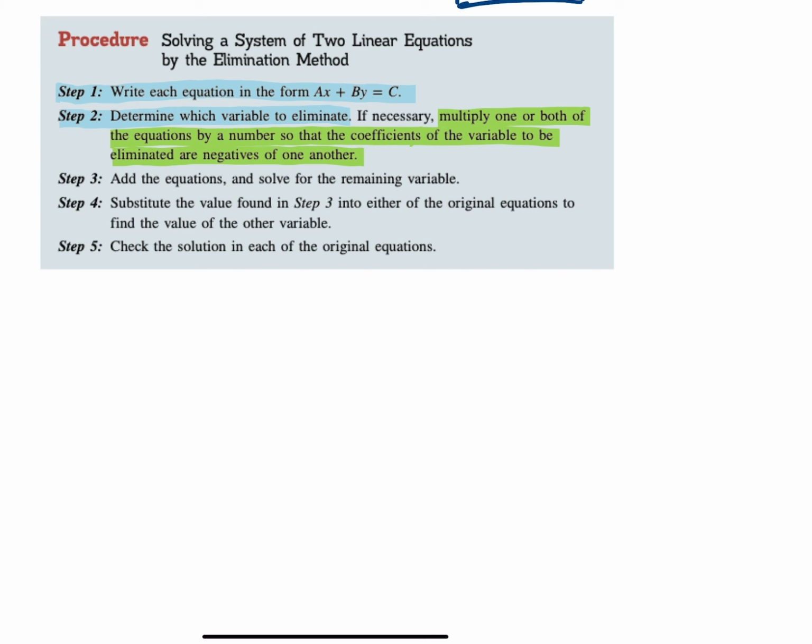Then step 3, add the equations and solve for the remaining variable. Step 4, substitute the value found in step 3 into either of the original equations to solve for the other variable. And they add a 5th step of just checking your solution in each of the original equations.